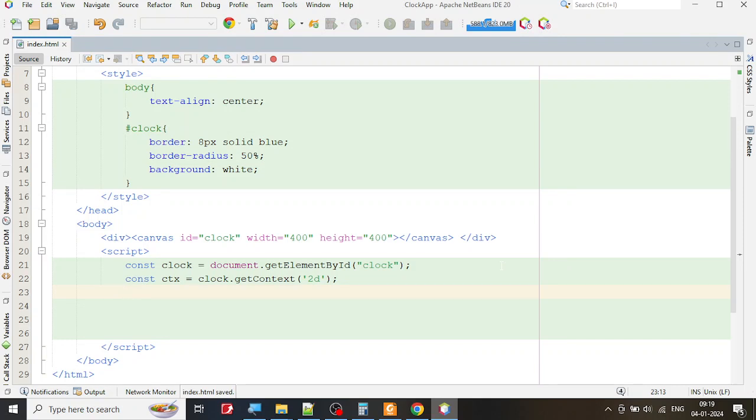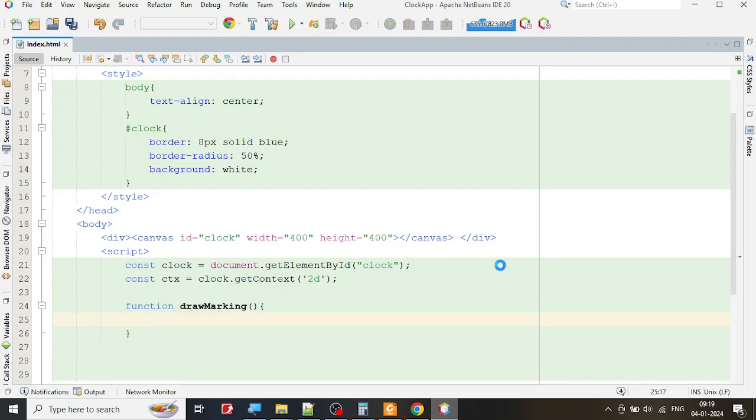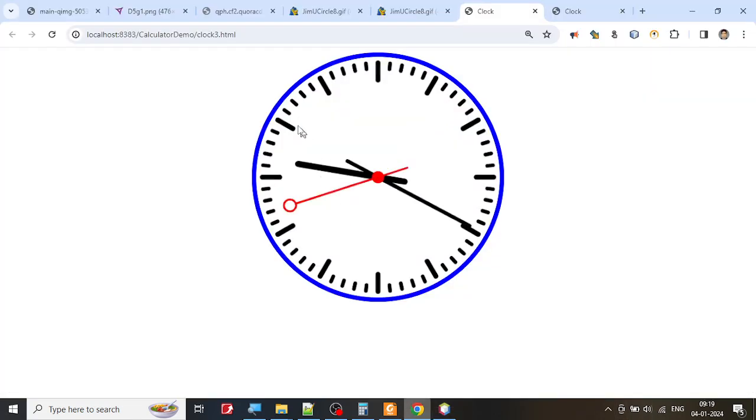So you have the two-dimensional context, and I'm going to start with a function. So let's start with the function. I'm going to say drawMarkings. So that is this function. I'm going to use it to draw the markings on the clock here.